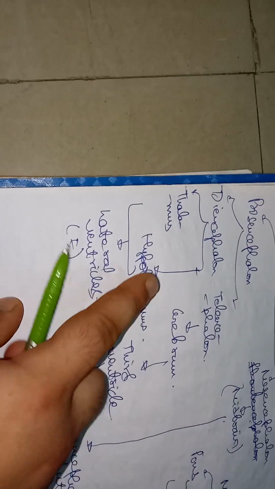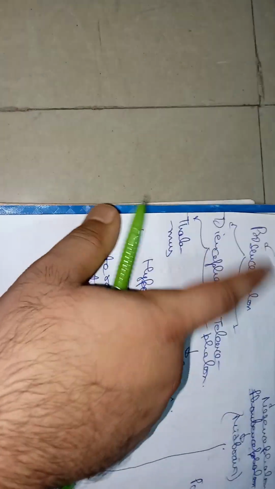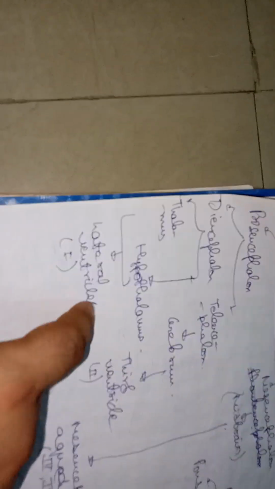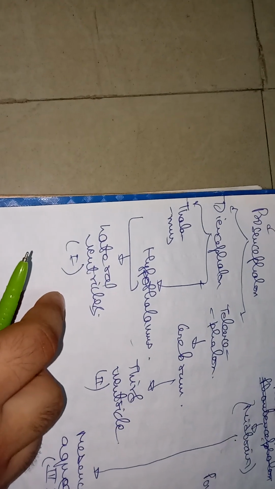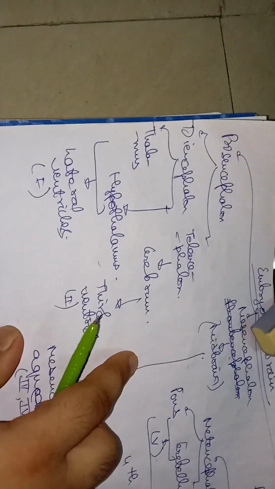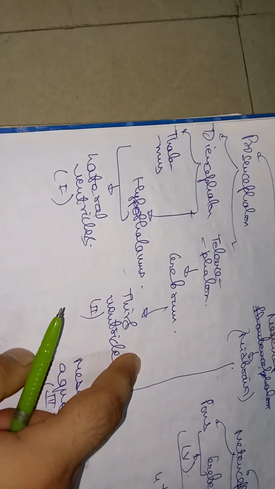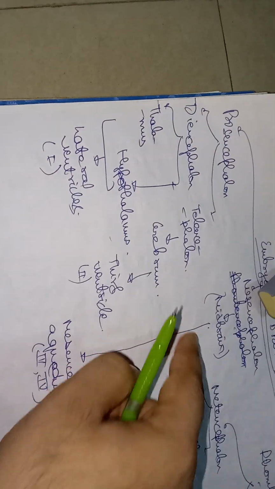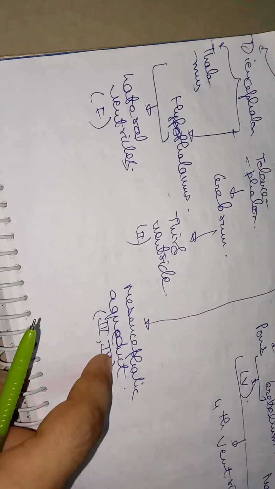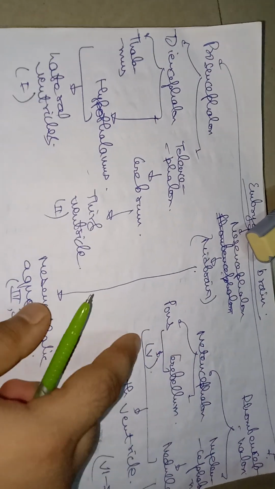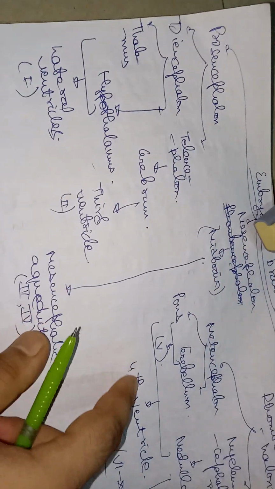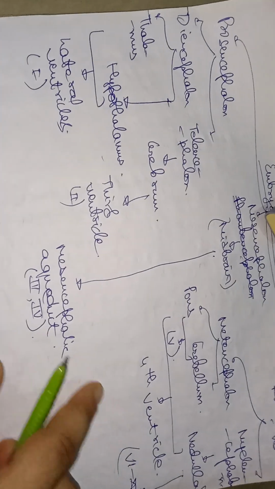Now, the thalamus and hypothalamus together, or the diencephalon in general, form the third ventricle of the brain. The cerebrum forms the lateral ventricles of the brain. The midbrain forms the mesencephalic aqueduct. The rhombencephalon, metencephalon and myelencephalon together form the fourth ventricle.